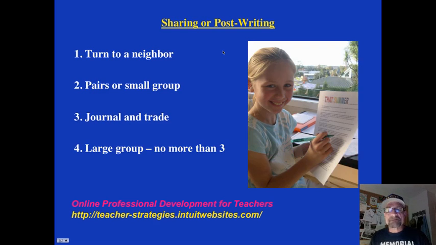This is what makes it magic. The magic occurs when they see how their writing affects another person. How it plays in the heads of others. Turn to a neighbor and share. They can share in pairs or small groups. They can write in a journal and trade their journals.